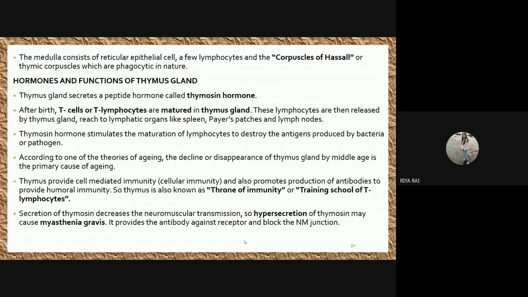Hormones and functions of the thymus gland. The thymus gland secretes the hormone thymosin, which is a peptide hormone. After birth, the T lymphocytes or T cells are matured in the thymus gland, and these lymphocytes are then released by the thymus gland. They reach the lymphatic organs like spleen, Peyer's patches, and lymph nodes.